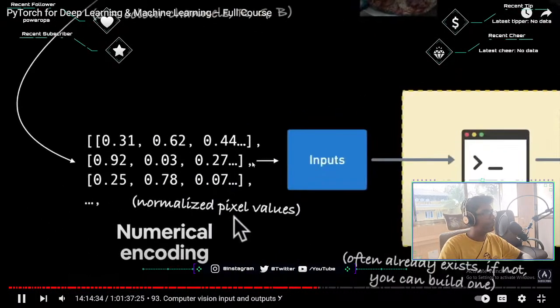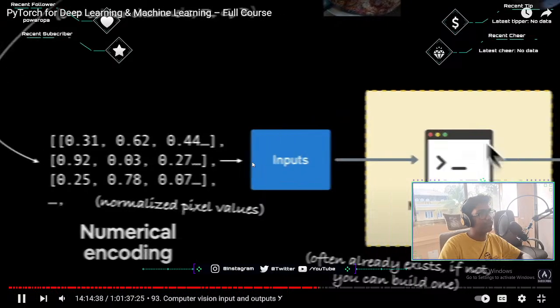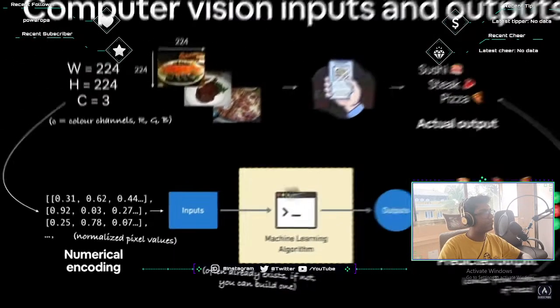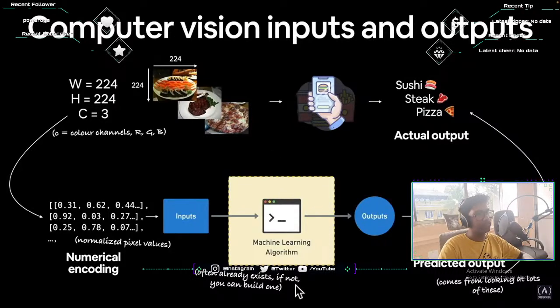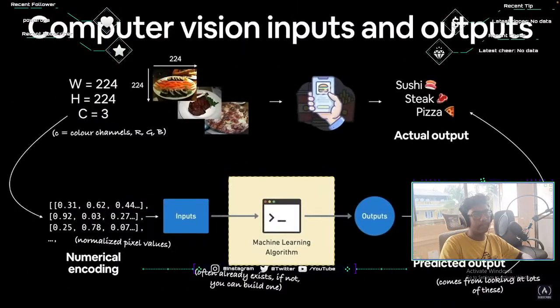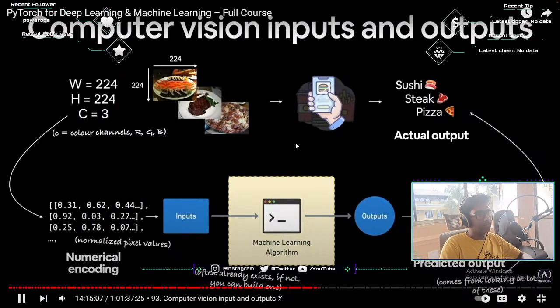We numerically encode these, in other words, represent our images as a tensor. And this would be the inputs to our machine learning algorithm. In many cases, depending on what problem you're working on, an existing algorithm already exists for many of the most popular computer vision problems. And if it doesn't, you can build one. And then you might fashion this machine learning algorithm to output the exact shapes that you want. In our case, we want 3 outputs. We want 1 output for each class that we have. We want a prediction probability for sushi, a prediction probability for steak, and a prediction probability for pizza.